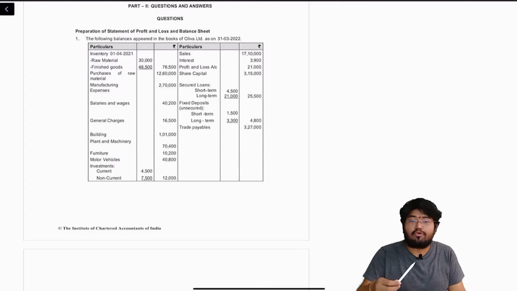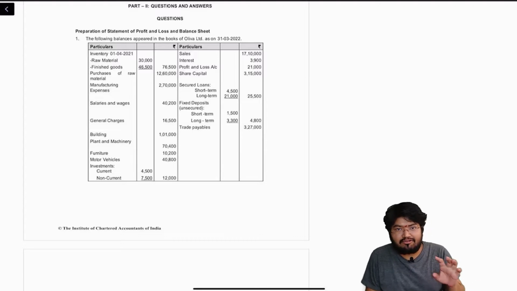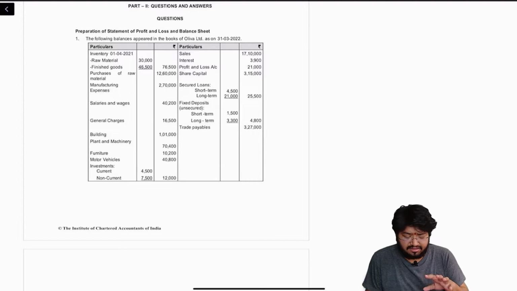So today what I'm going to do is I'll first finish off all the questions that are there in the recent RTP released by ICAI. Let's do a full quick review of the questions which are given, and then we will move to other aspects as well.